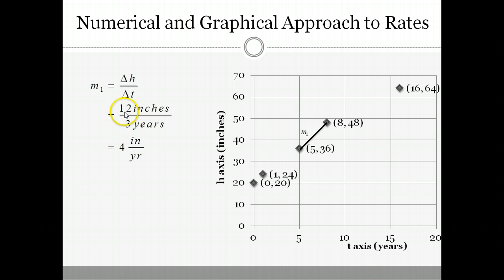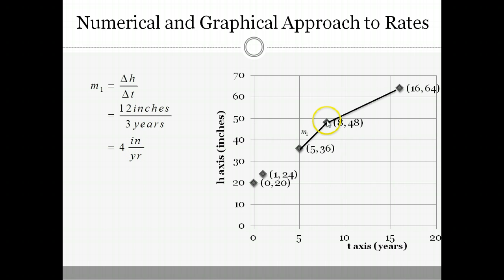So we grew positive 12 inches over a time frame of 3 years. So we grew an average of 4 inches per year. We cannot leave out that average. We don't know specifically what we grew at any particular moment, but we know between 5 and 8 years old, we grew an average of 4 inches per year.